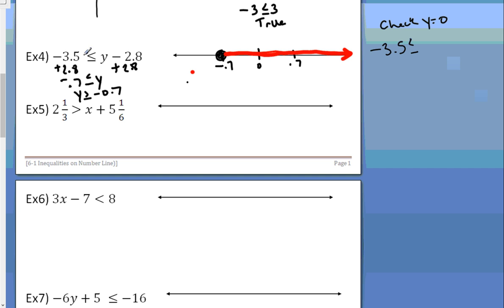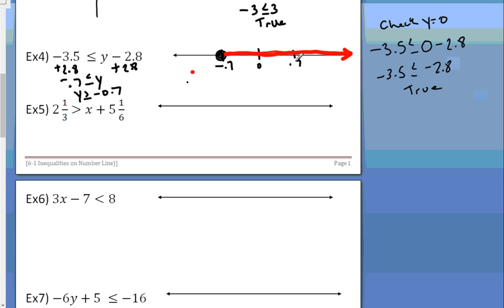Okay? You go back to the original equation, so I'm going back to this. Negative 3.5 is less than or equal to what y am I going to use? I'm going to use 0. So I'm going to put a 0 there, minus 2.8. Negative 3.5 is less than or equal to negative 2.8. And that is true. Negative 3 is smaller than negative 2, because remember, with negatives, everything gets flipped around. But negative 3.5 is smaller than negative 2.8. So this is true. Everything worked.